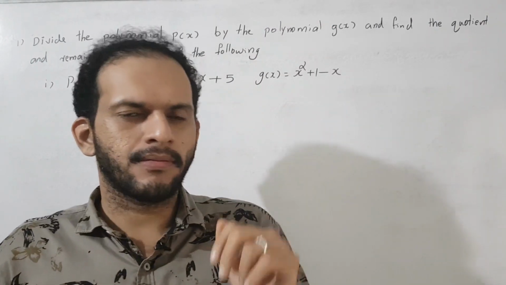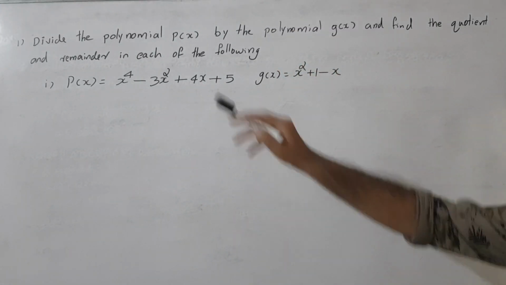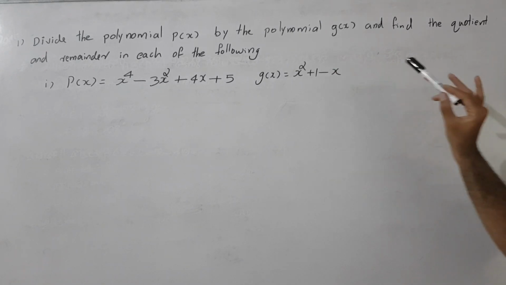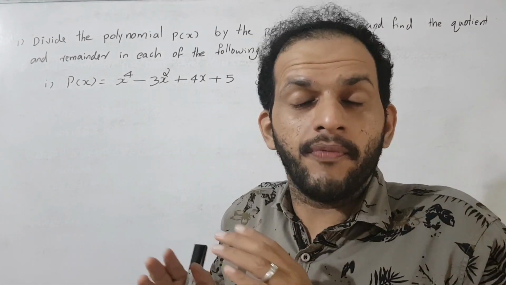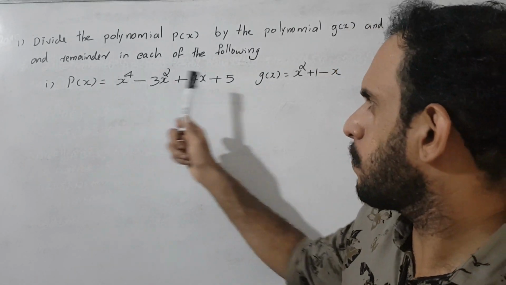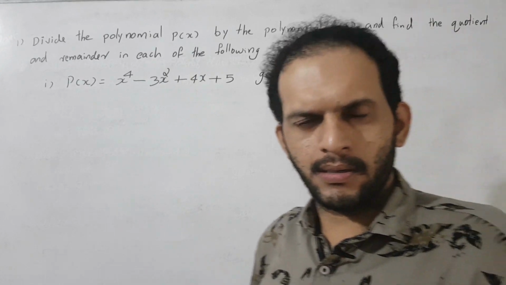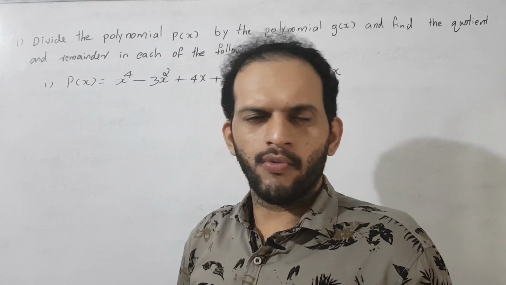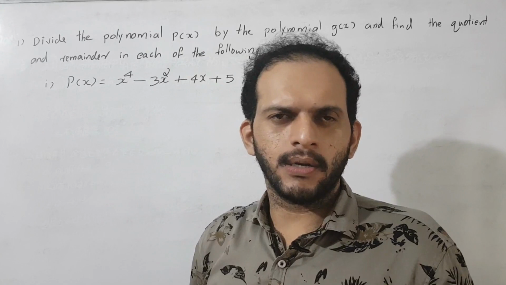We are discussing the next type of the question. The question is like this: divide the polynomial p of x by the polynomial g of x and find the quotient and remainder in each of the following. What we need to do here is divide p of x by g of x. We already learned in the 9th class how to divide polynomials. The same idea we are doing here. After the division we will get the remainder and the quotient, correct?